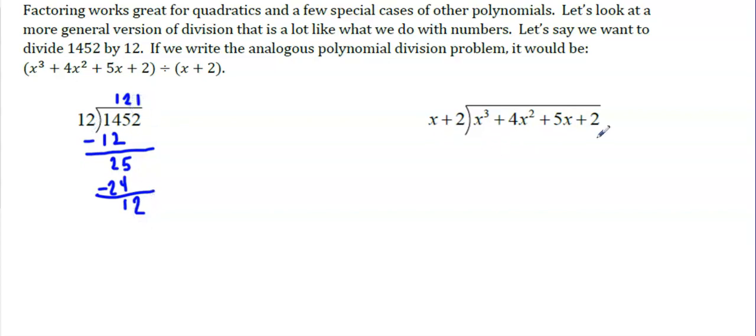So the steps for polynomial long division are really similar and they're actually a little bit easier. So all I need to do is consider this x and this x cubed. What do I need to multiply times x to get x cubed? Well, that answer would be x squared. So then I take this x squared and I multiply it times this binomial. So x squared times x is x cubed, and x squared times 2 is 2x squared.